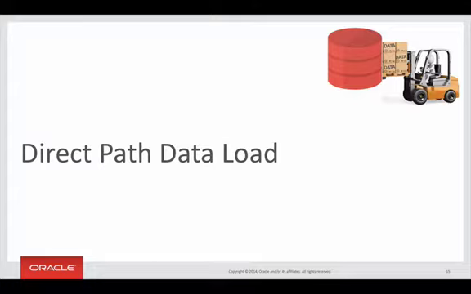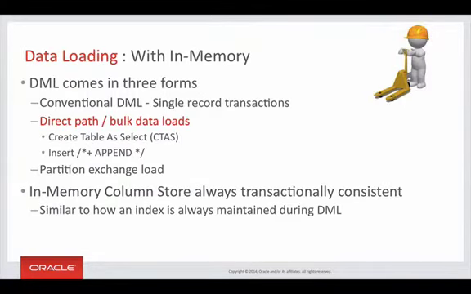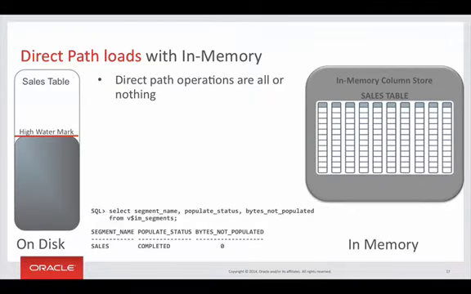So let's move on and look at our second type of data loading operations. In this case, we're going to look at direct path data loads. A direct path or bulk data load operation is typically done when somebody does a create table as select command or an insert with an append hint. In these cases, what we're looking at is actually putting a large volume of data into the database within a single operation. So let's take a look at what happens when somebody does this.